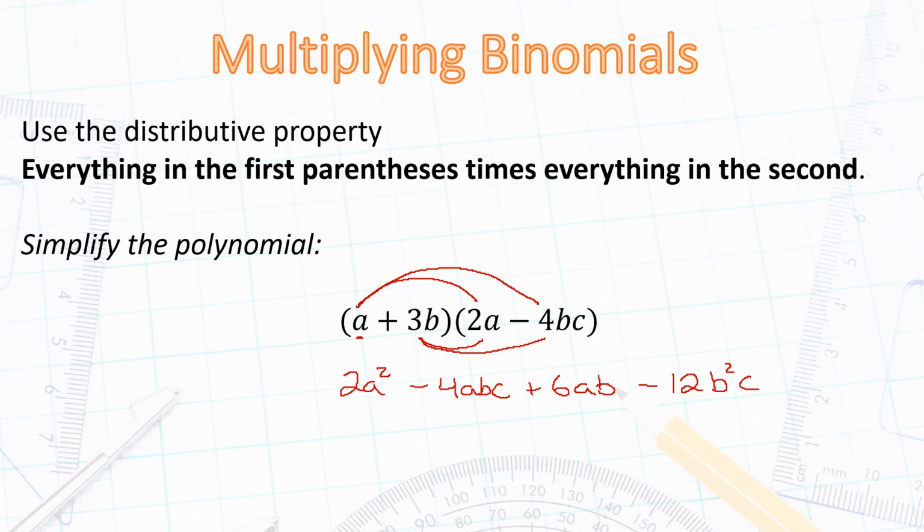And at this point, we're done. If we want to write it in grammatically correct order, we would go in degree order. So a squared is a degree of 2. ABC is a degree of 3. AB is a degree of 2. And b squared c is a degree of 3. So I should have 2a squared minus 12b squared c minus 4abc plus 6ab. So just the higher degree terms at the front, the lower degree ones at the back. That's it.